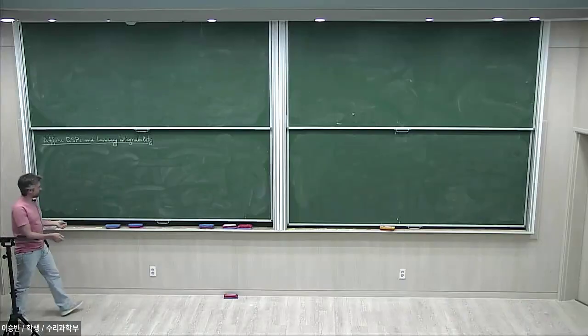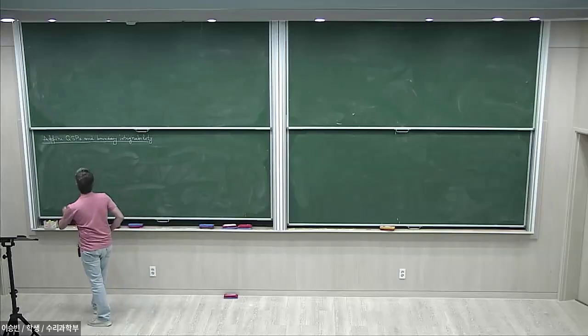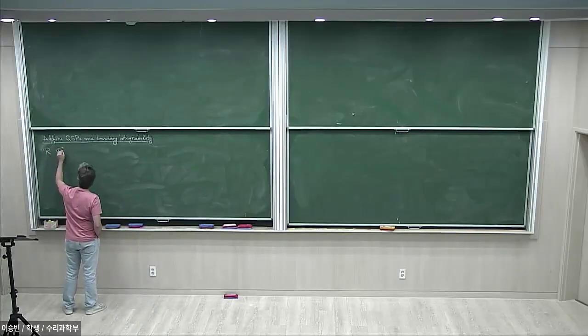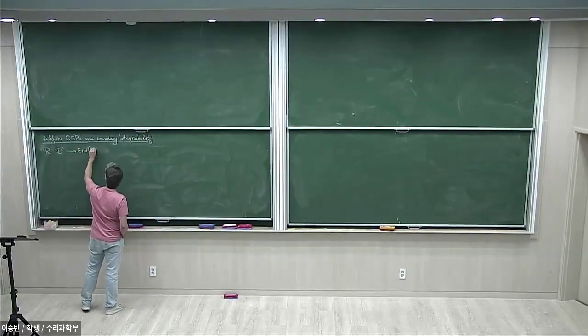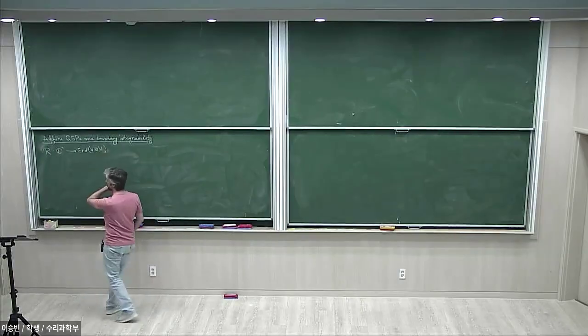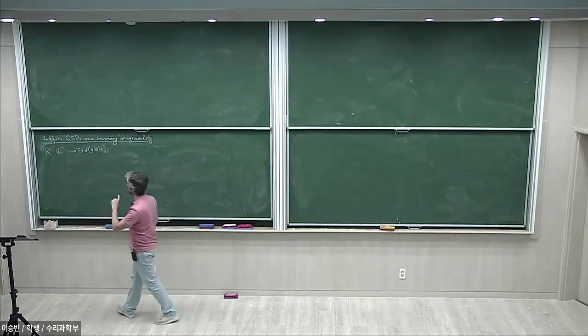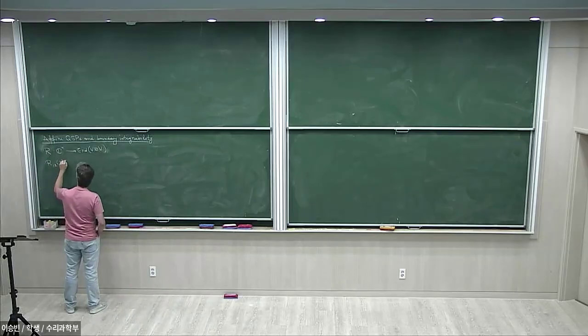Okay, so let me start by recalling the two fundamental equations in quantum integrability, which are the Yang-Baxter equation and the reflection equation. So we start with R, a function with values in the endomorphisms of a tensor product of a finite dimensional vector space, and this is called an R matrix whenever it satisfies the Yang-Baxter equation.